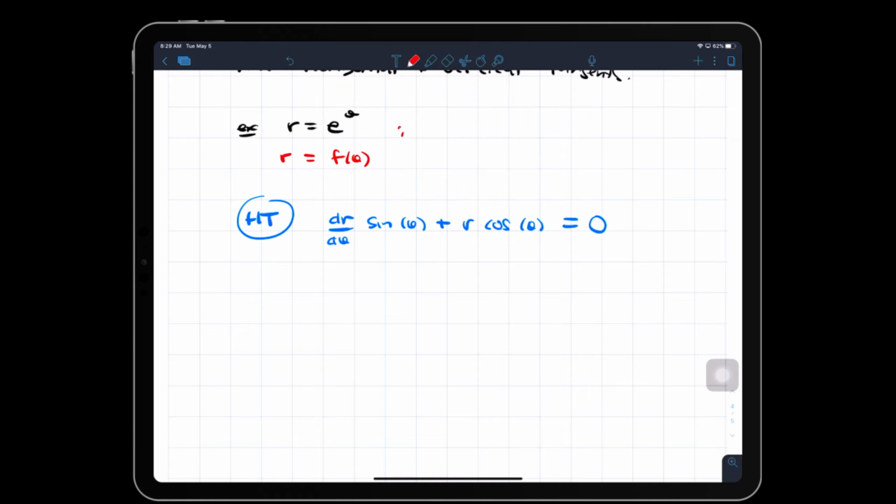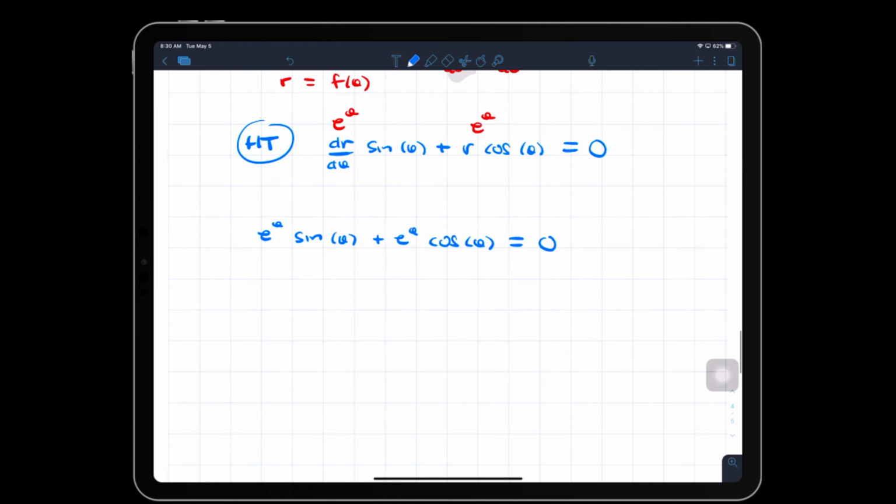What is dr/dtheta? Well, if I differentiate e^theta, I simply get e^theta. So we get e^theta for dr/dtheta. And r happens to be the same, e^theta. So we got r and we got dr/dtheta. They're the same function, because when you differentiate the exponential function, that's what it is. So you get this equation here: e^theta sine theta plus e^theta cosine theta. This has to equal 0.